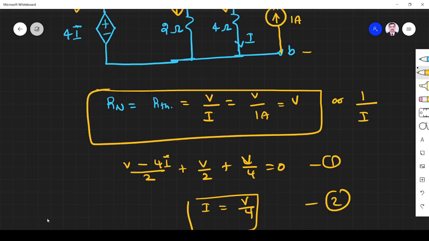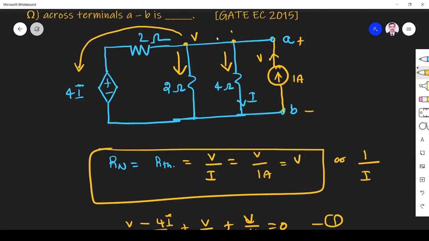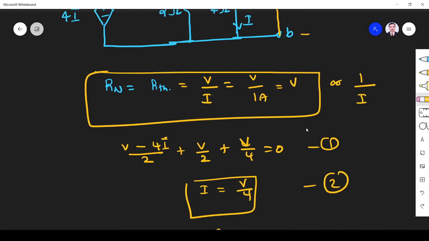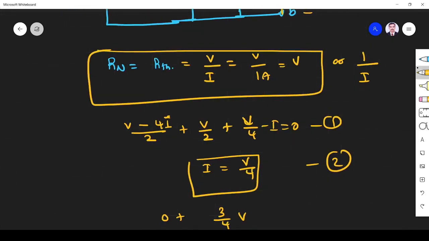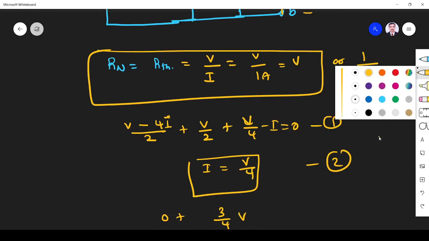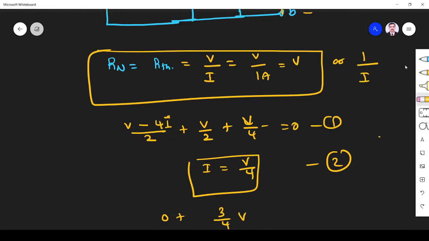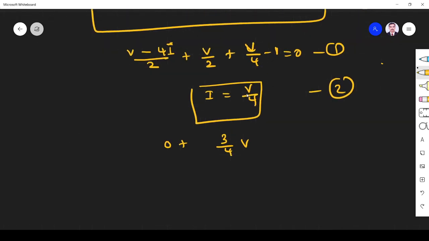Sorry, I missed one current here. Here the incoming current is 1 ampere, not I. So it is minus 1. Please include that. So it is minus 1 equal to 0, that is, 3 by 4 V minus 1 equals 0.